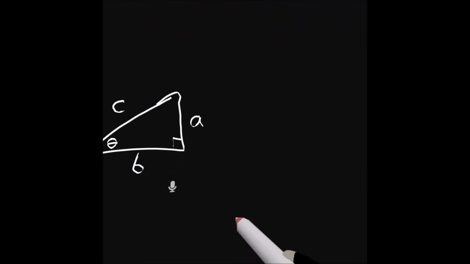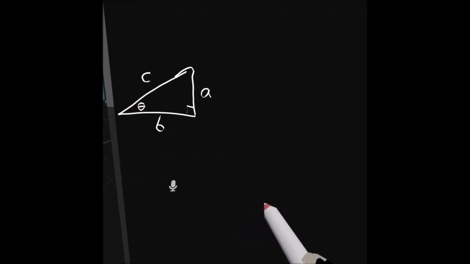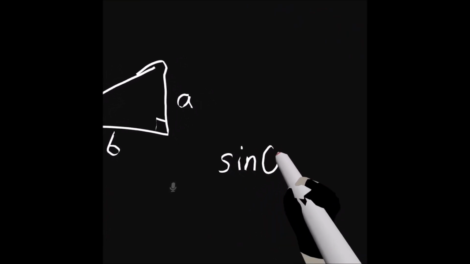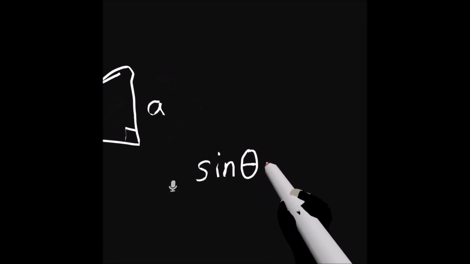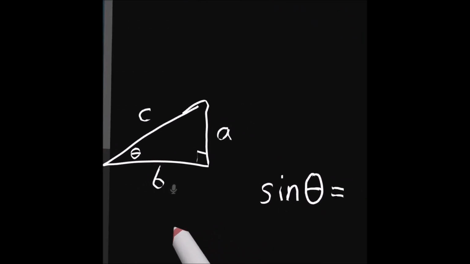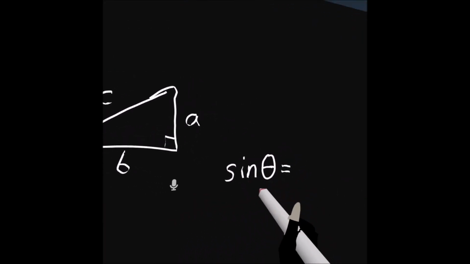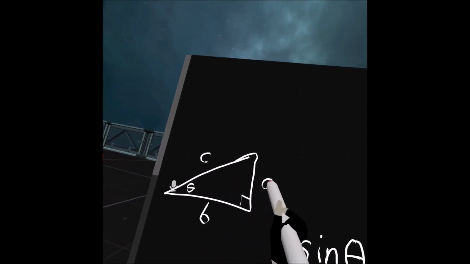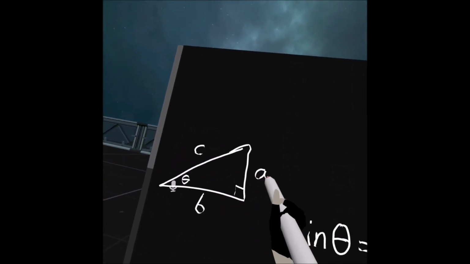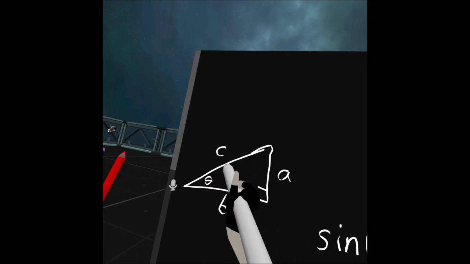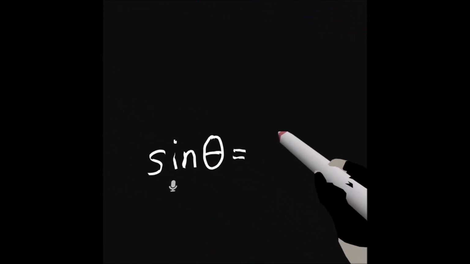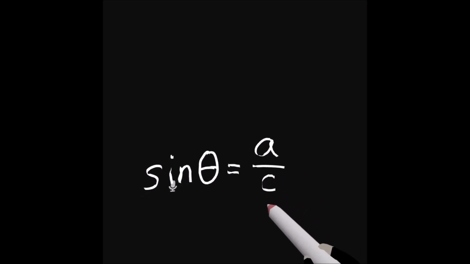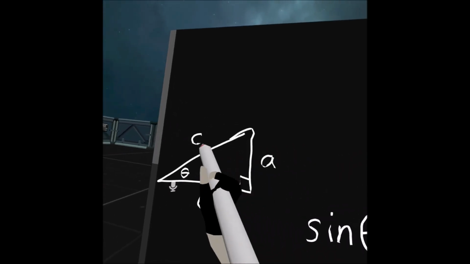Then, for sine theta, looking at the triangle, we see that sine theta is going to be opposite over hypotenuse. So this angle is right here. The opposite side is going to be A. And of course, the hypotenuse here is C. So sine theta in this case is going to be A over C, opposite over hypotenuse.